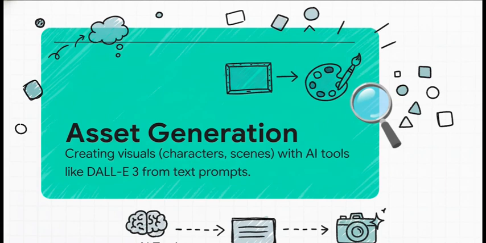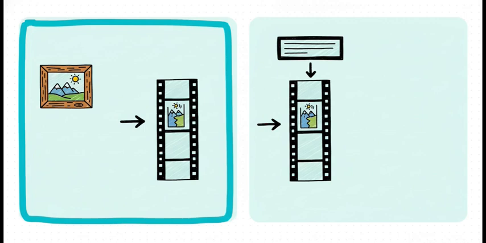This step has a name. It's called asset generation. This is where tools like Midjourney or DALL-E 3 take that detailed prompt we just wrote and, well, generate the image for our scene. It's that moment where your words are literally turned into a piece of visual art. It's pretty amazing.